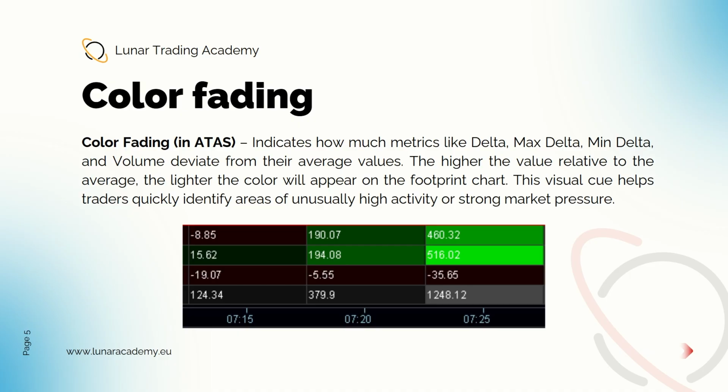Lighter bars indicate volume above average, helping traders quickly identify moments of strong buying or selling pressure and high market participation. This is very useful because you don't have to compare the numbers yourself. ADAS does it for you by automatically highlighting high activity. So these are the key aspects we monitor on each candle. If you learn to use these features correctly, they can significantly improve your trading decisions and market awareness.